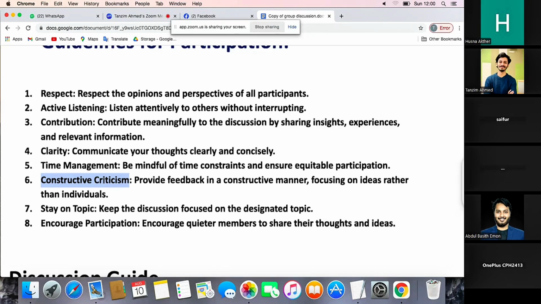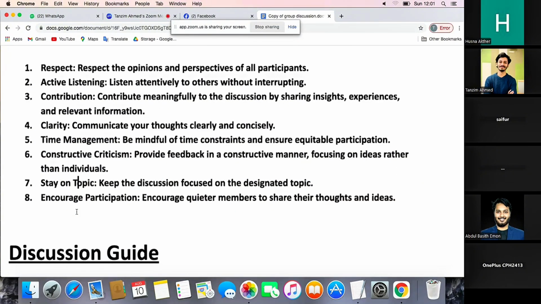It follows constructive criticism. Always appreciate the person, but if you disagree with the ideas, you're allowed to hate the ideas but not hate the person. So provide feedback in a constructive manner, focusing on ideas rather than individuals. It's important. Stay on topic. Don't talk nonsense.